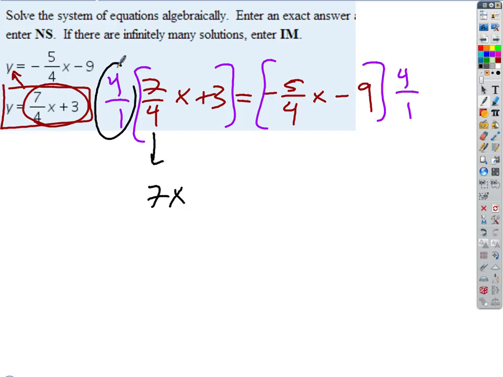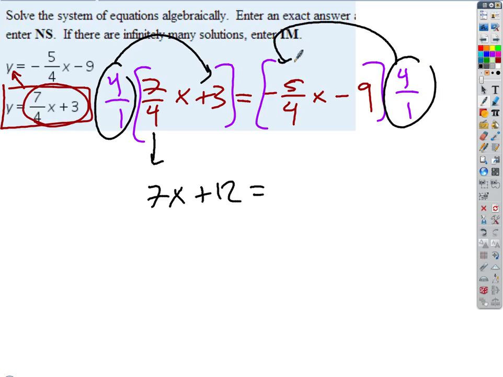Now I got to distribute my 4/1 to the other part. What's 4/1, which is just 4, times 3? 12. So the left side just becomes 7x plus 12. On the right side, if I take my 4/1 and multiply by negative 5/4x, multiplying straight across I get negative 20/4, but I could just cancel the 4's too. So negative 5x, and 4 times negative 9, negative 36, and that's way easier, isn't it?